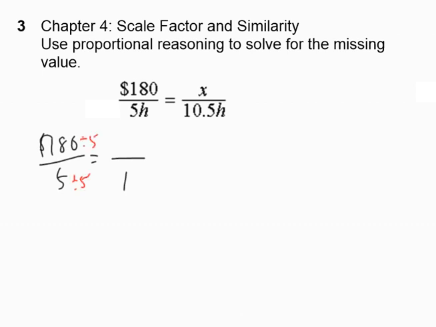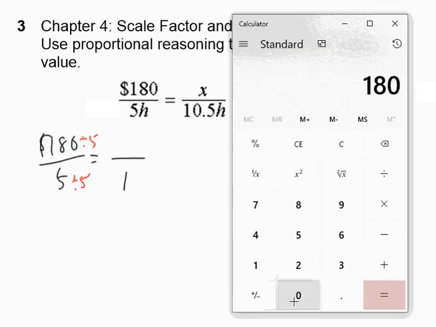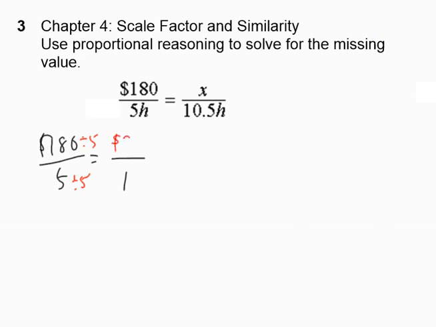Divide both by 5. Take your calculator and say, what is 180 divided by 5? And the answer is 36. So if she made $180 for 5 hours of work, she would have made $36 an hour.